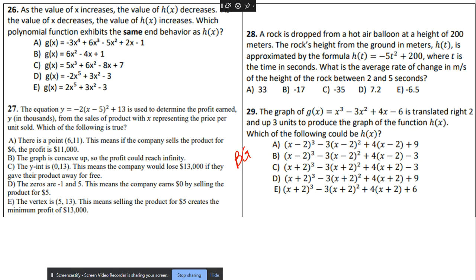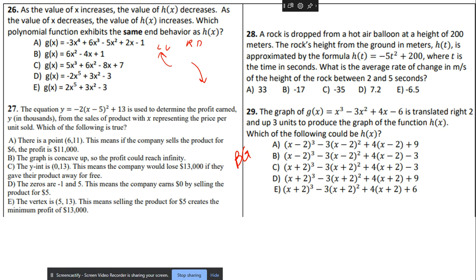26, as the value of x increases, the value of h of x decreases. Well, that's another way of talking about end behavior. So we're saying as x increases, that goes to the right. So it's saying as we go to the right, h decreases. That means it goes down. So it's doing this on the right. And as x decreases, that means left, the value of h increases. So that's left and up. And so you're asking which of these functions exhibits the same end behavior?